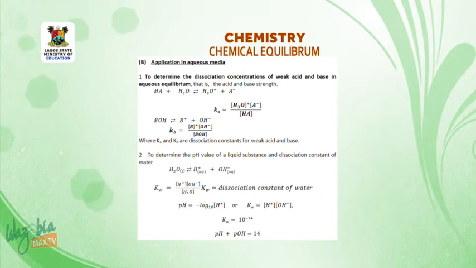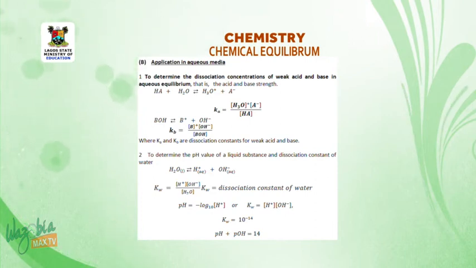Now, for a weak base, which we can represent as BOH, reversibly as B+ and OH-. Therefore, the Kb will be written as the concentration of B+ multiplied by OH- all over BOH. Now, the Ka and Kb are dissociation constants for weak acid and base.